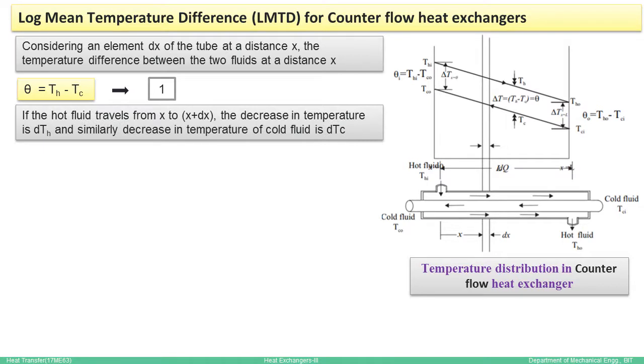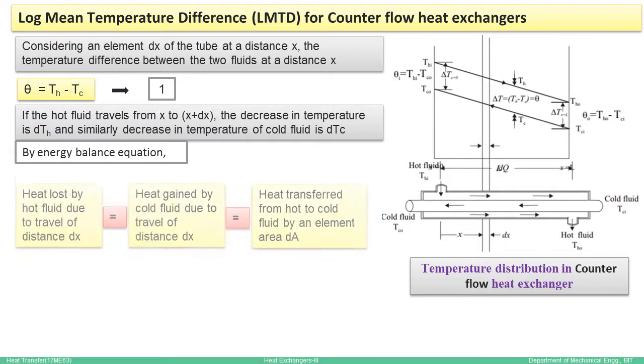And if the hot fluid travels from x to x plus dx, the decrease in temperature is dTH, and similarly there will be a reduction in temperature of the cold fluid, dTC. If you analyze the sketch properly, from x to x plus dx, dTH is negative. Similarly, if you consider from x to x plus dx, even dTC is negative. That's the difference compared to the parallel flow.